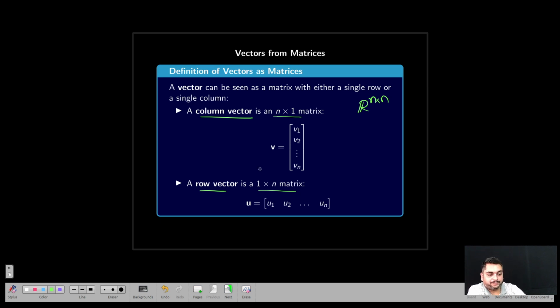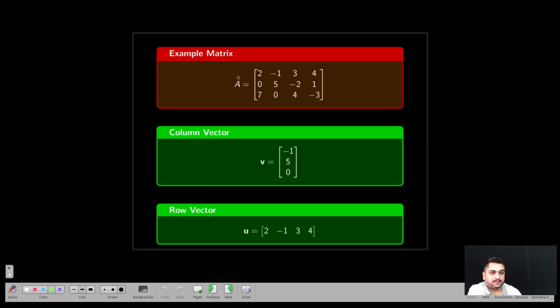So for example, this is a given matrix. This is a 3 cross 4 matrix. For example, for a column vector, I take this one column, let us say this is my vector v. So this is a column vector. Similarly, if I take this row, okay, this becomes my row vector u. Okay, so that's the basic understanding of what a vector is from matrices.